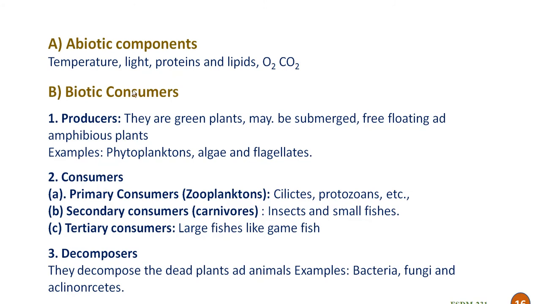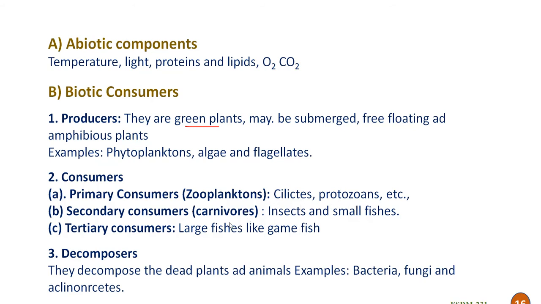Then the structure of this lake. Abiotic components: temperature, light, proteins, lipids, oxygen, carbon dioxide. These are the abiotic components of the lake. And in case of biotic, the producers are green plants, maybe submerged, free floating and amphibious plants. Examples: different phytoplanktons, algae and flagellates. These are the producers of the lake. Then consumers: the primary consumer is zooplankton, which feed on the phytoplankton, such as protozoans.